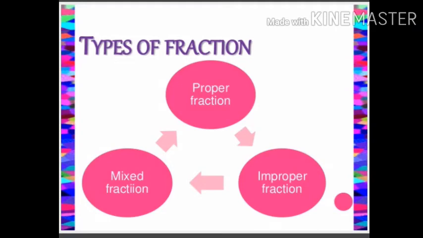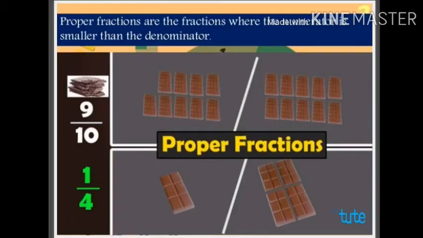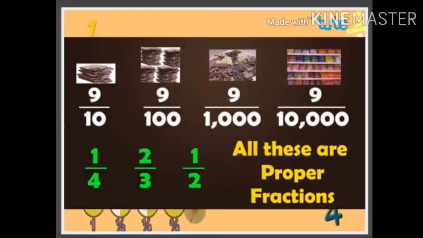Now we are going to discuss types of fractions. The first type is proper fraction. Definition of proper fraction: if the numerator is less than the denominator in a fraction, such fractions are called proper fractions. Examples for proper fractions: 9 by 10 and 1 by 4. Some more examples for proper fractions.